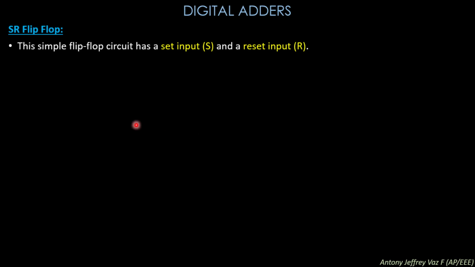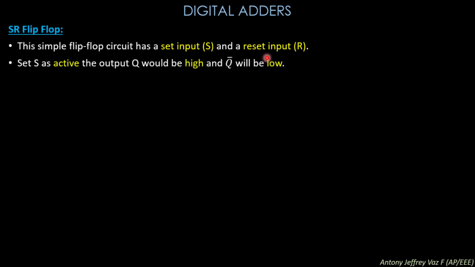First we will see about the SR flip-flop. This is a simple flip-flop circuit that has a set input S and a reset input R. When set is active, the output Q will be high and Q bar will be low. Once the set input is given high, the signal in Q will be high and Q bar is inverted, so it is low.